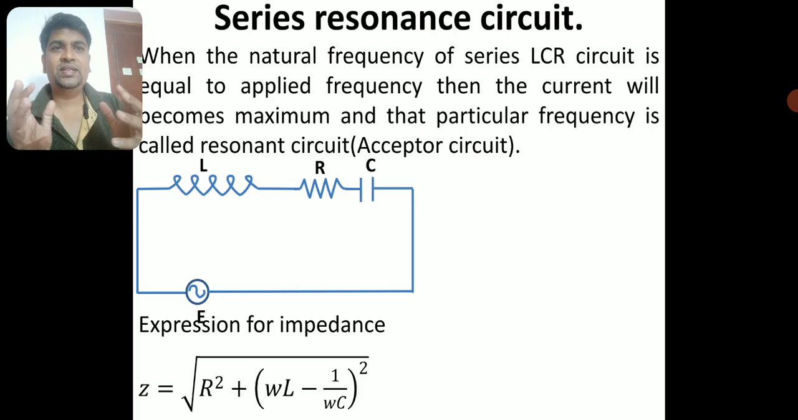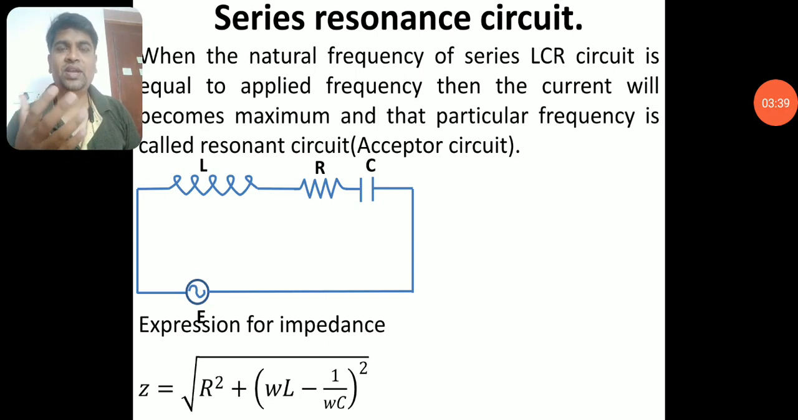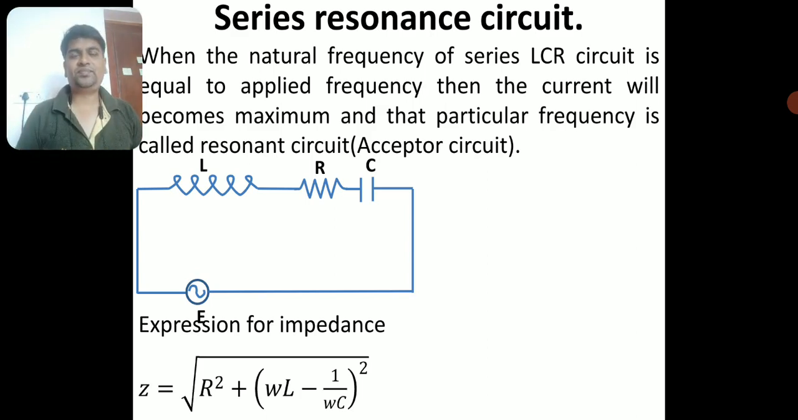Now you know what a series LCR circuit is. It means an inductor, capacitor and resistor which are connected to an AC source. This will make a series LCR circuit. In this series LCR circuit, if the natural frequency of the series LCR circuit is equal to the applied frequency, then the current will be maximum.